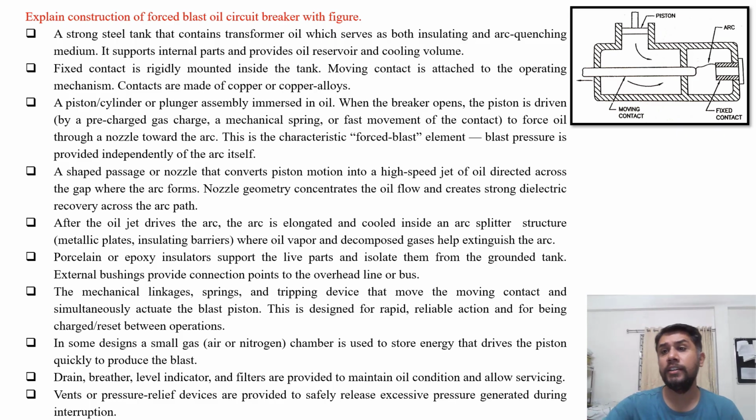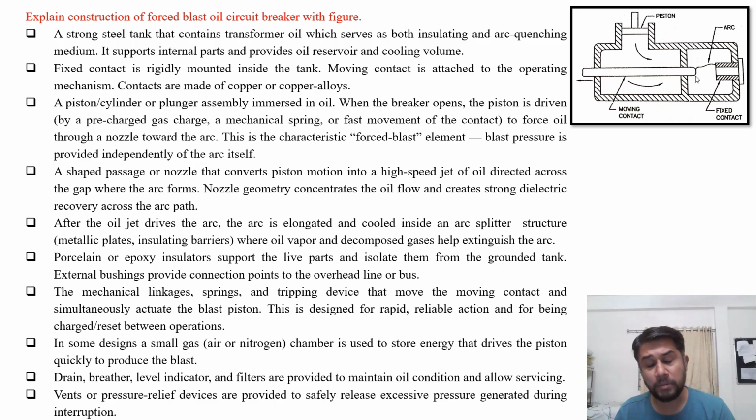Fixed contact, here it is. Fixed contact is rigidly mounted inside the tank and the moving contact is attached to the operating mechanism. This is attached to the operating mechanism. These contacts are made up of copper or copper alloys. A piston or cylinder or plunger assembly is immersed in the oil.